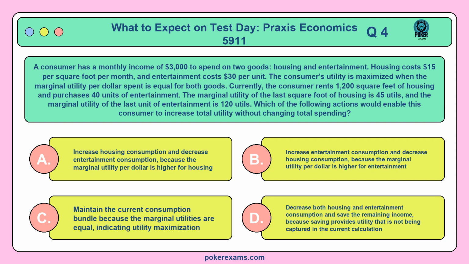The marginal utility of the last square foot of housing is 45 utils, and the marginal utility of the last unit of entertainment is 120 utils. Which of the following actions would enable this consumer to increase total utility without changing total spending?